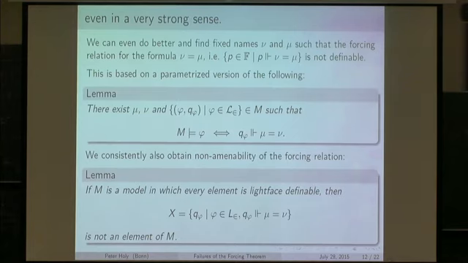So consistently, we also get non-amenability of the forcing relation. So assume, this is now an easy corollary, kind of. Assume that M is a model in which every element is definable. So such models exist. For example, take the least alpha such that L alpha is a model of ZFC.